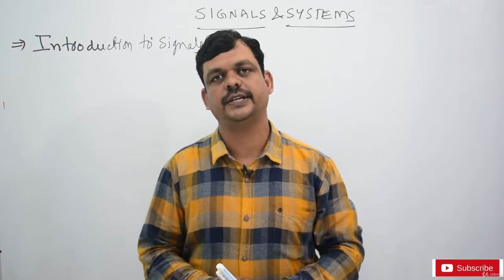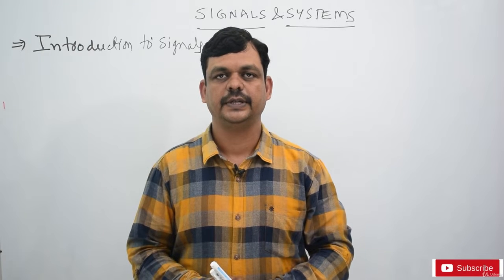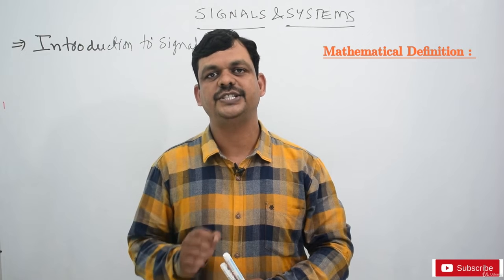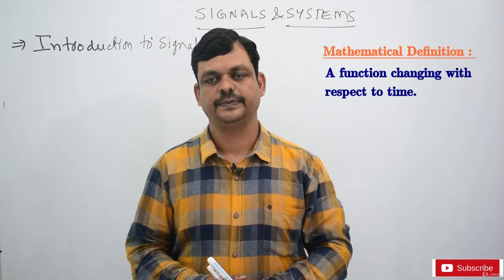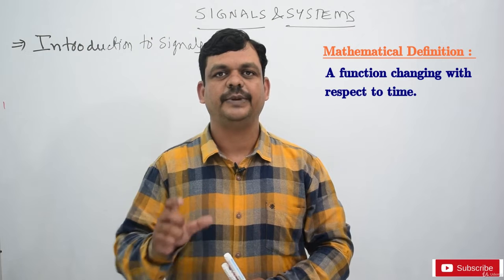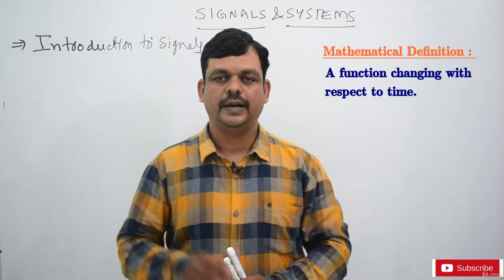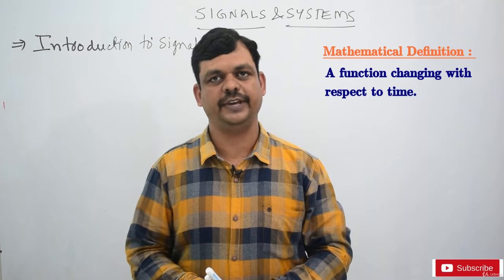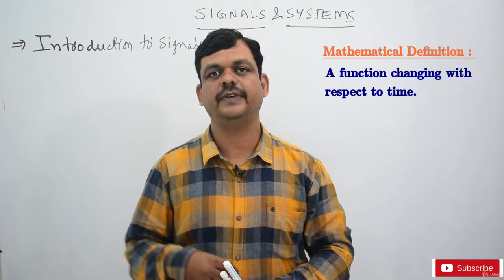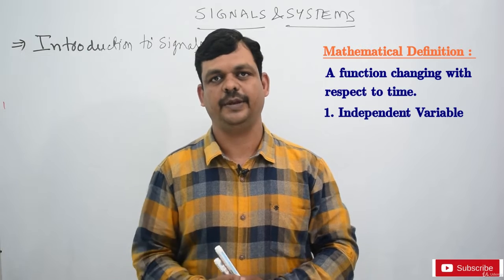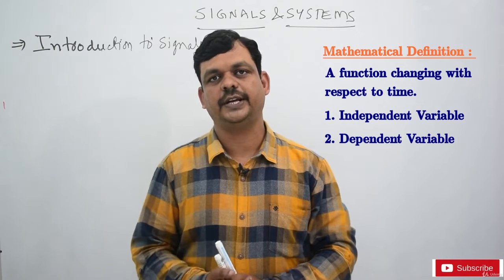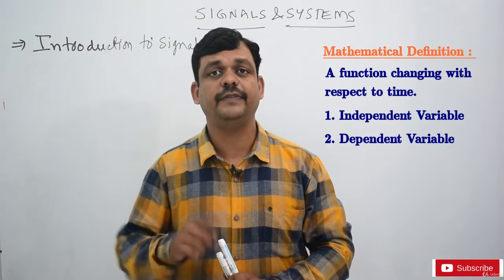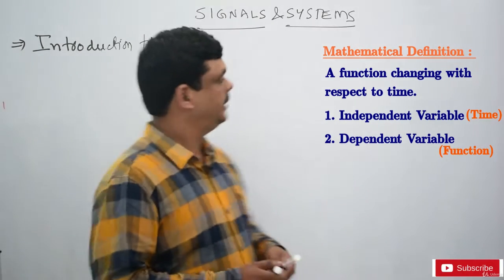Now here we have to discuss a mathematical definition. The mathematical definition explains a function is changing with respect to time, because according to the mathematical analysis, every function is defined with two variables here. One is an independent variable and another is a dependent variable. Now here we have to take the independent variable as time and the dependent variable as the function. That is like this.